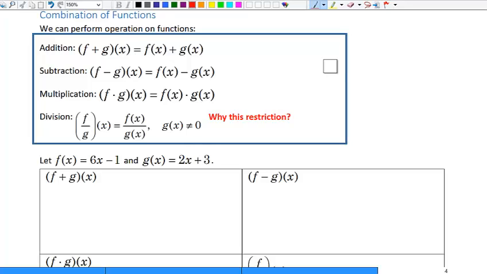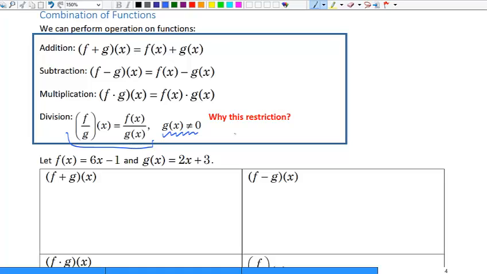Next, we can subtract. F minus g of x is equal to f of x minus g of x. F times g of x is equal to f of x times g of x. Now the one that's a little bit tricky is the last one, divide. F divided by g of x is simply f of x divided by g of x. That part is pretty simple. But then there's this extra thing here. G of x cannot equal 0.